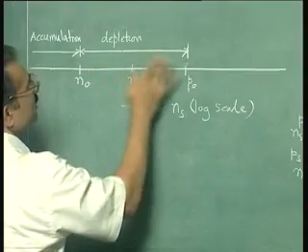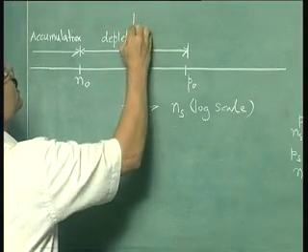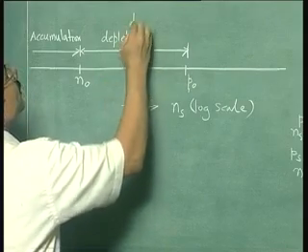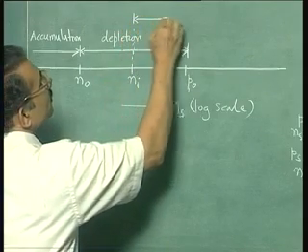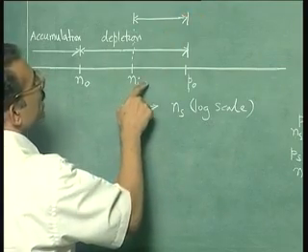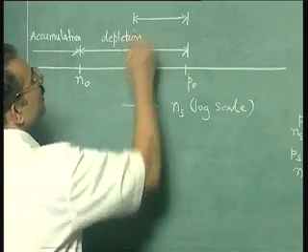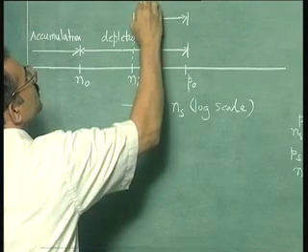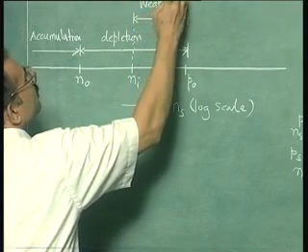Now in this region you can separate and identify a weak inversion region when your Ns is more than Ni but less than P naught. So this is weak inversion.